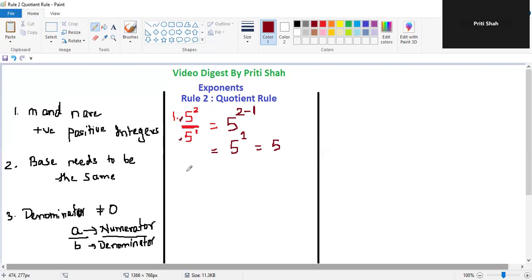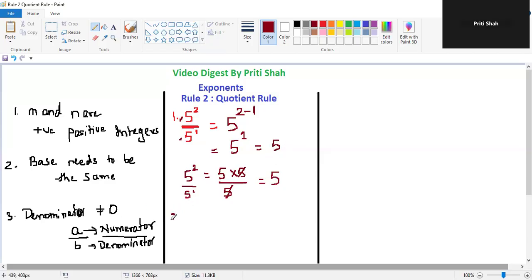Now, how is this possible? Let's see. 5 raised to the power 2 you can write as 5 times 5. And 5 raised to the power 1 is 5. In the division, you can cancel this 5 and 5. So you remain with 5, which is the answer right over here.